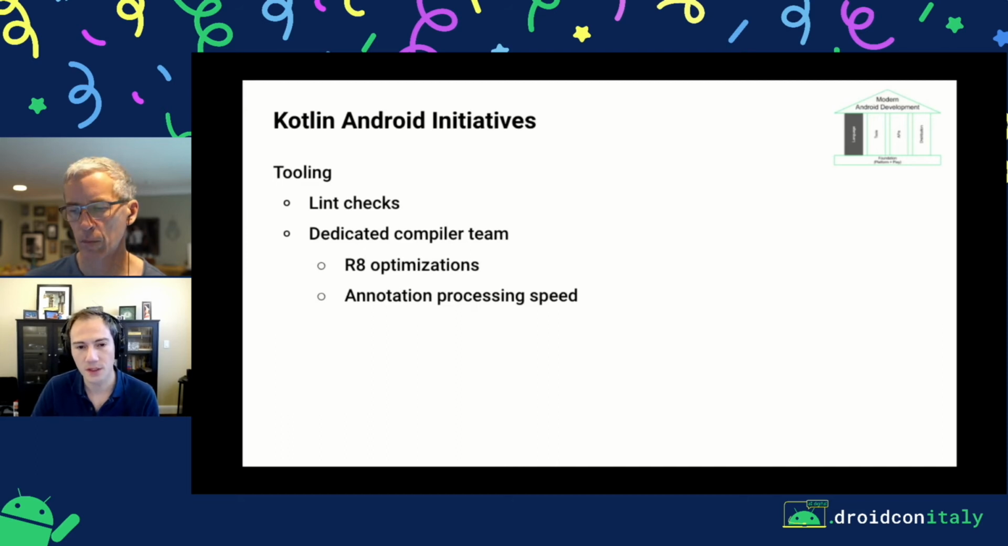We've also been working on annotation processing speed. A few months ago, we announced KSP, the Kotlin symbol processor. It's a replacement for KAPT, the Kotlin annotation processor. It's just a faster way of processing annotations. It's even better if you don't do annotation processing, but if you really have to, you can take a look at KSP.